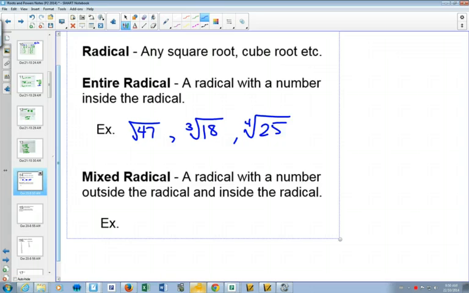A mixed radical is when there's a number in front. So if we would say 2 root 2, with a number in front, that would be a mixed radical. Or 3 cube roots of 5, that would be a mixed radical. So if there's a number in front and a radical, then we call it a mixed radical.